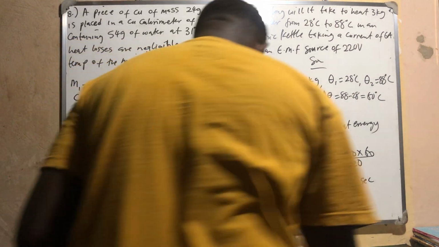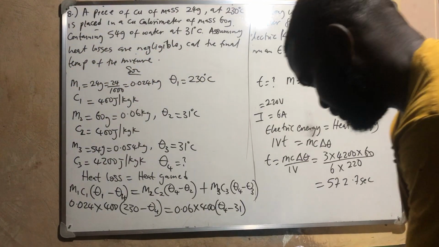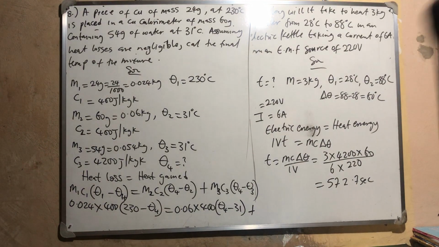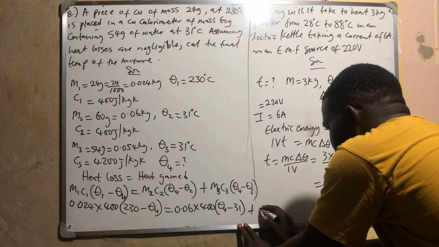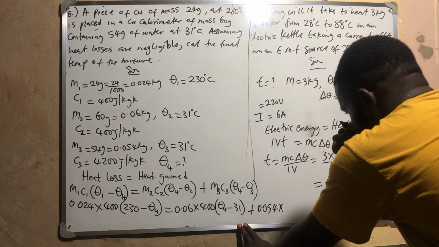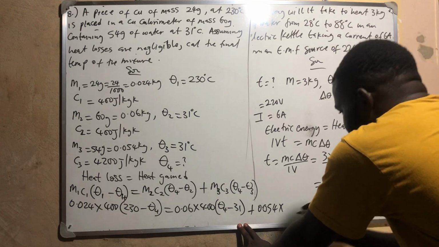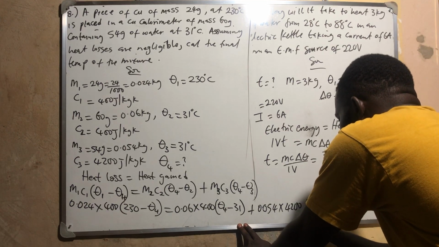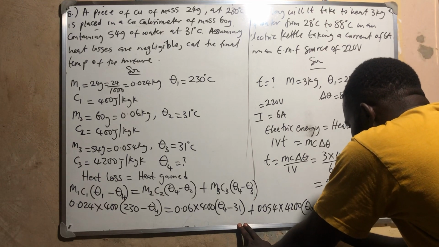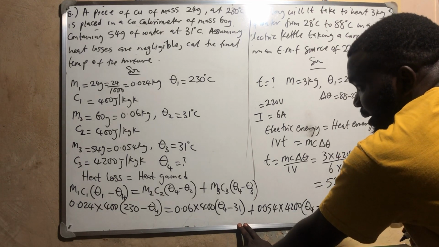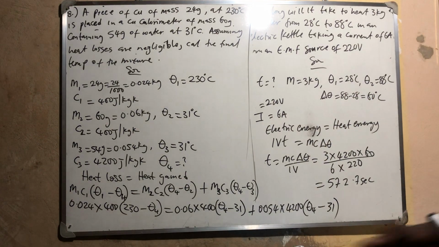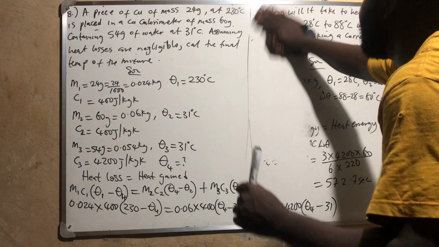Okay, so plus my M3. My M3 is 0.054 times my C3. My C3 is 4,200 in bracket of my theta 4 that I'm looking for minus my theta 3. My theta 3 is 31. Okay, so now permit me to clean here and finish it up here.